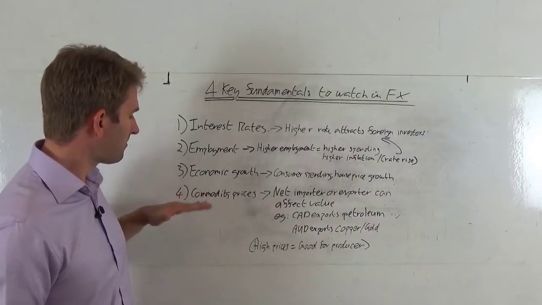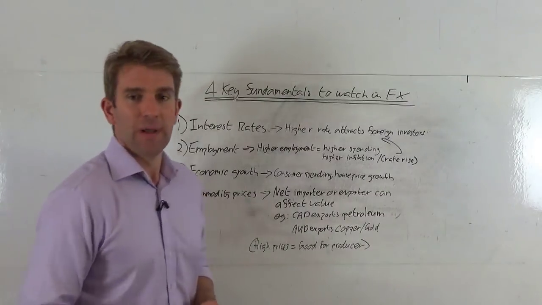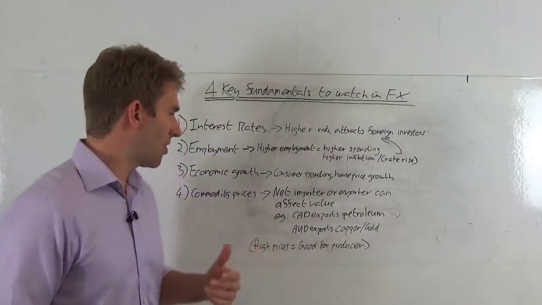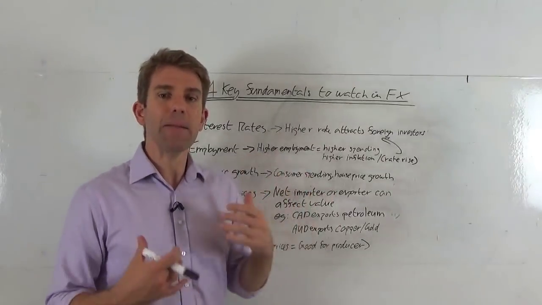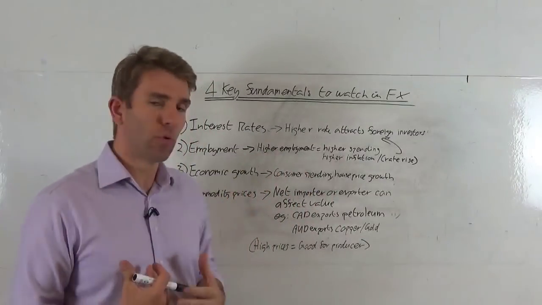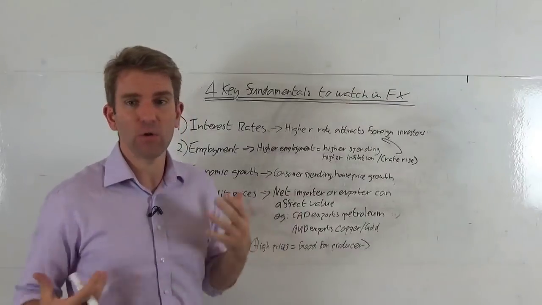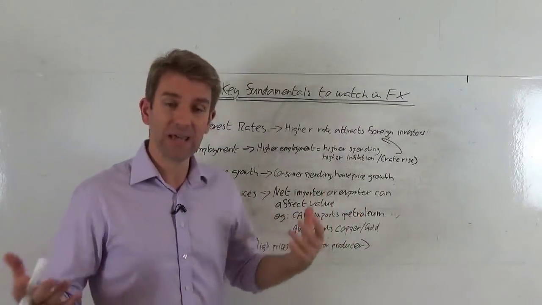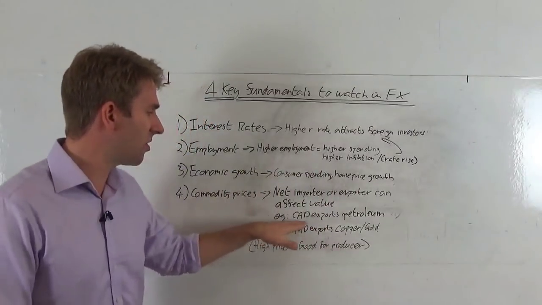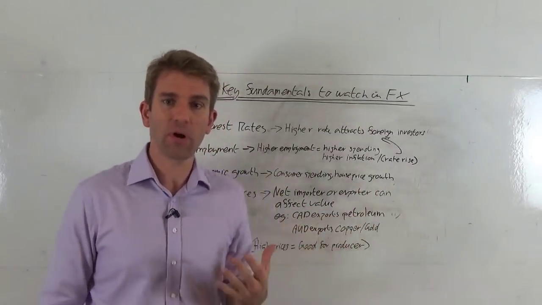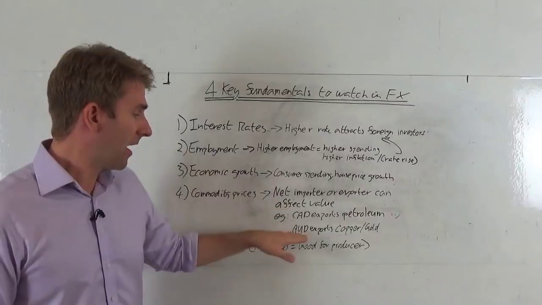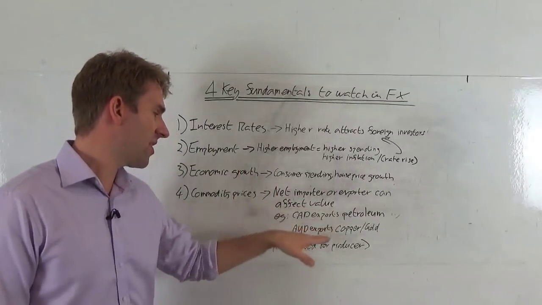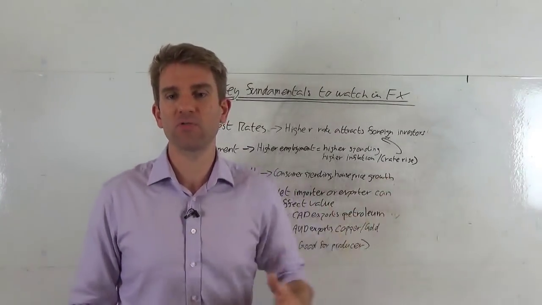All right, number 4, commodity prices. So if you're trading a commodity currency, you're going to look and say, okay, the net importers or exporters are going to be affected by the value of that commodity. So, for example, let's say Canada, the Canadian dollar, they're exporters of petroleum products. And another example would be AUD. Australia exports copper, gold, etc., natural resources.